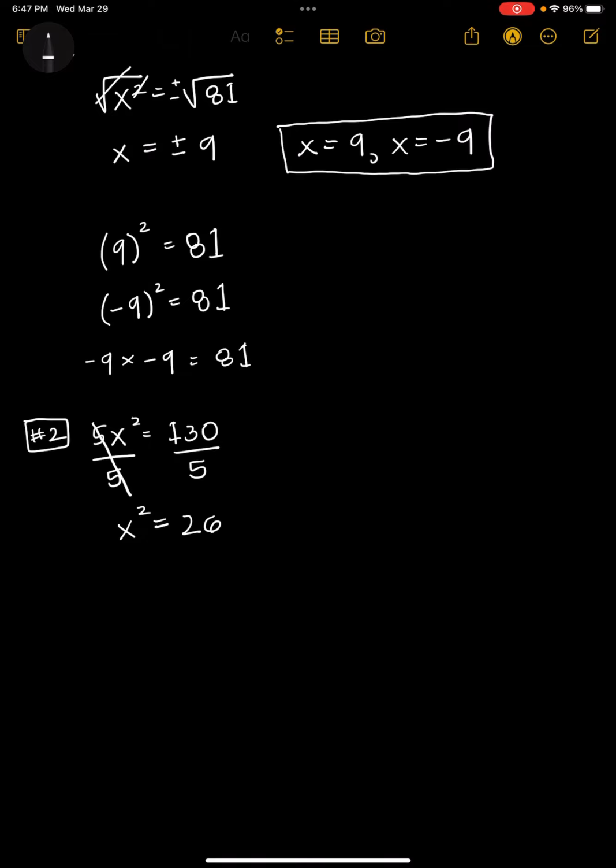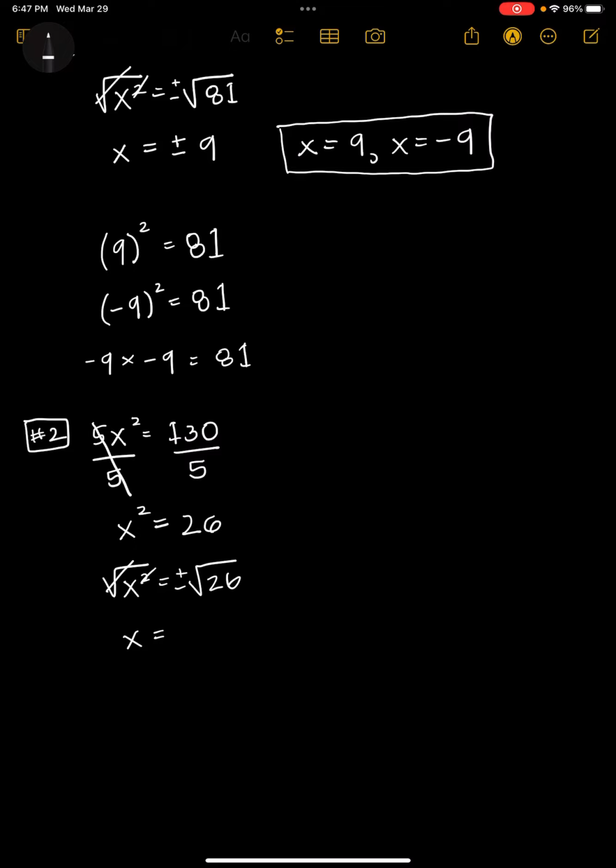Okay, now we have the x squared by itself. Once we have the x squared by itself, we're going to square root each side. So now I have the square root of x squared is equal to the square root of 26. But remember, we have to put the plus or minus there. And then the square root and the square cancel each other out, so we're just left with x. Then on the right side, we have plus minus the square root of 26.